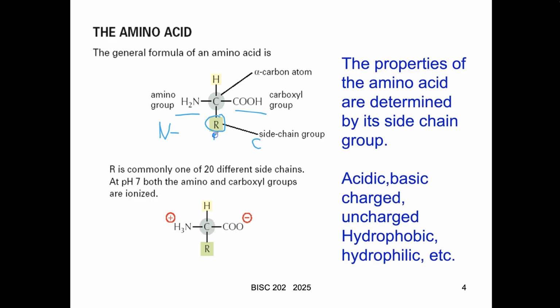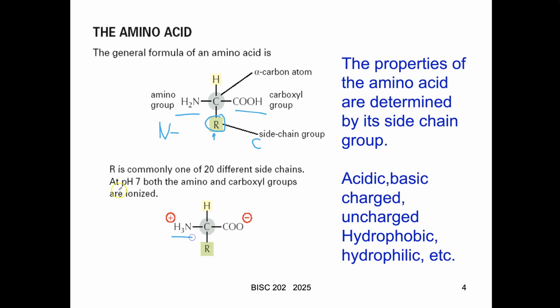This R group is what gives each amino acid its different kinds of properties, whether it's a polar molecule, whether it is hydrophilic, whether it's hydrophobic, whether it has a charge or is uncharged, or acidic or basic, any of those things. And those things dictate how a protein folds up and what it interacts with, and so on.